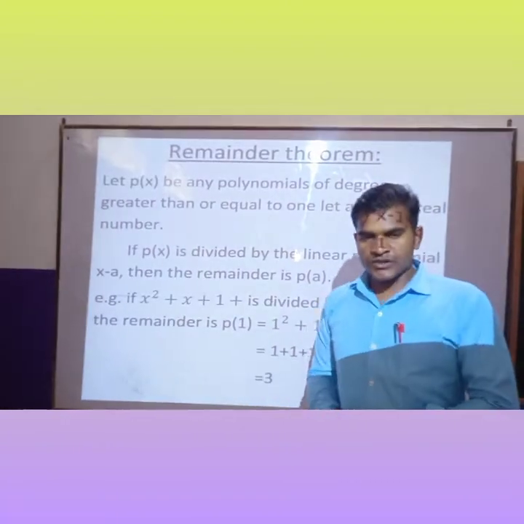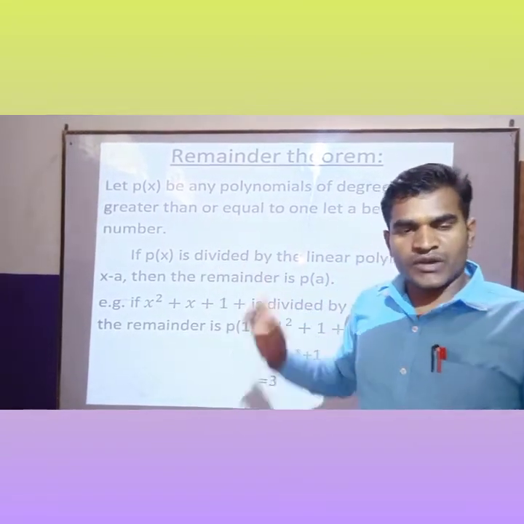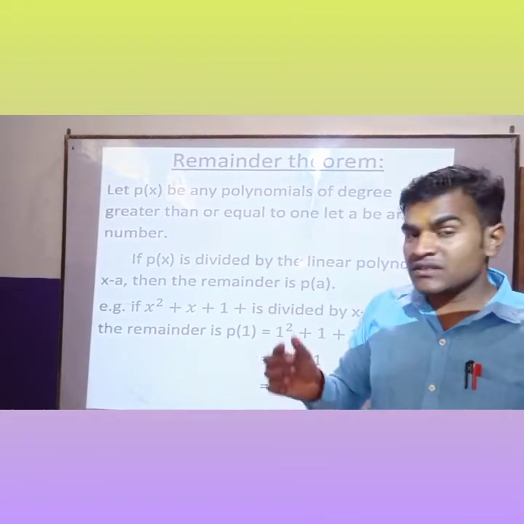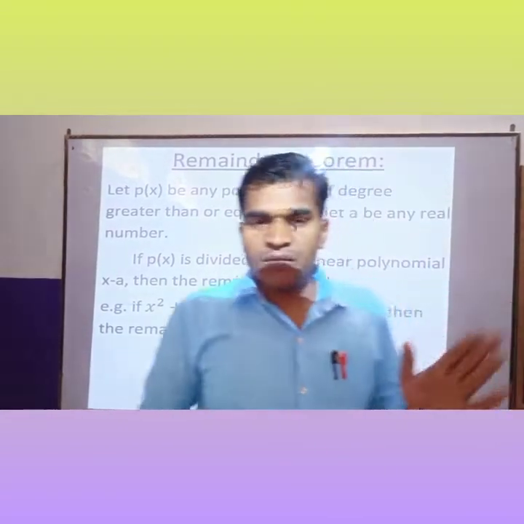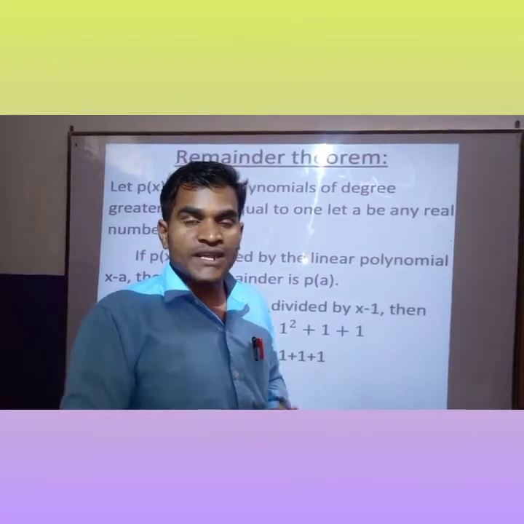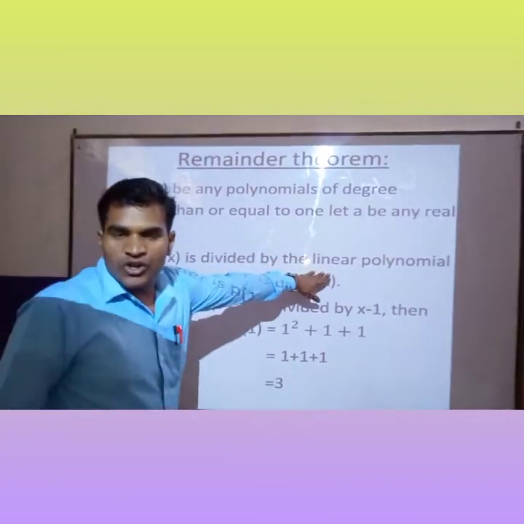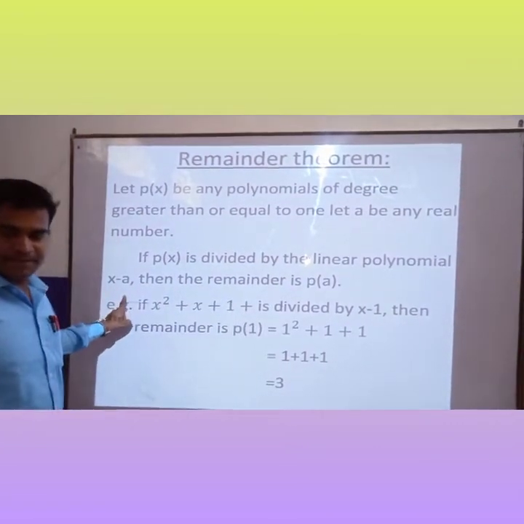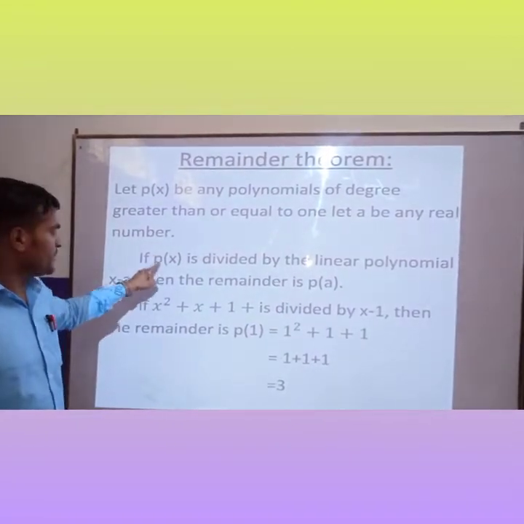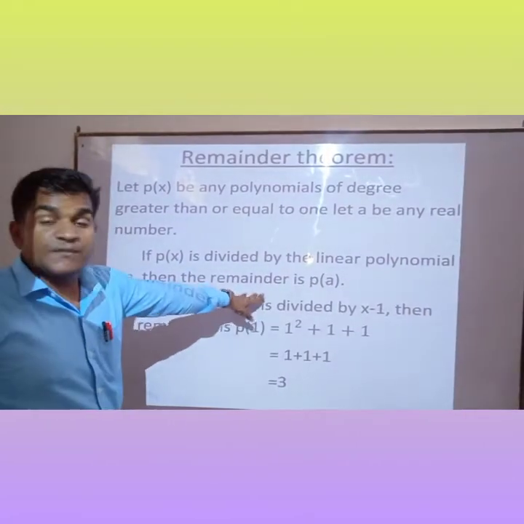Now the remainder theorem. Let P(x) be any polynomial of degree 1 or greater than 1 and a be any real number. Then if P(x) is divided by a linear polynomial x minus a, the remainder of P(x) is P(a). Here x minus a is the divisor, and P(x) is the dividend. Understood?